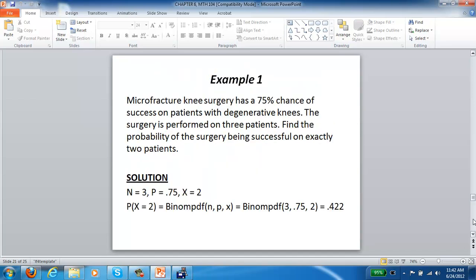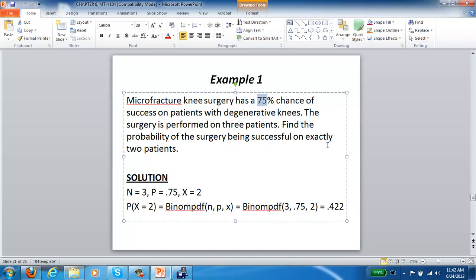Let's see this example by using the graphing calculator. In this case the probability of success is 0.75, so it's 75%. The sample size is 3, we have 3 patients. So find the probability that the surgery will be successful on exactly 2 patients. So we have the probability of success 0.75, n is equal to 3, x is equal to 2. So we have to go to binomial PDF, n, 3, p, 0.75, x, 2. And this is going to be the probability.